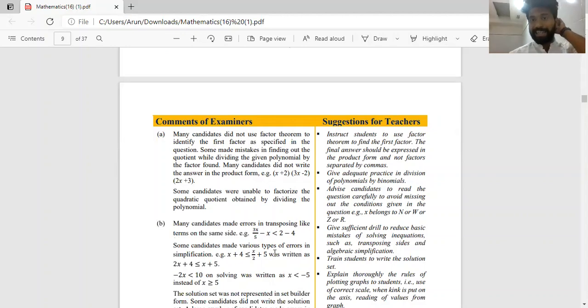आपको वो ध्यान से करना है. You have to keep in mind plus minus. If you're taking plus from one side to the other, it will become minus. आपको उसका ध्यान रखना है.